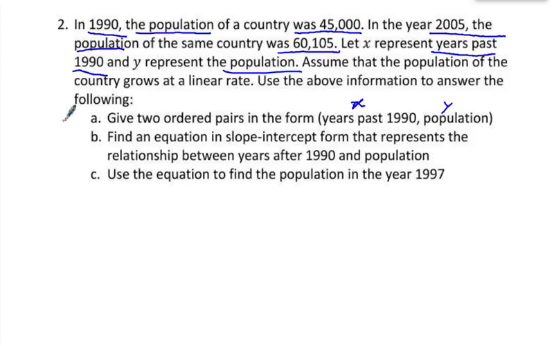Looking back, 1990 was the year. So X is not 1990. That's what students often want to write. Remember, it's years past 1990. Well, if we're talking about 1990, we're 0 years past that, and the population was 45,000. The second point is the year 2005. That is 15 years after 1990, so X will be 15, and the population 60,105.